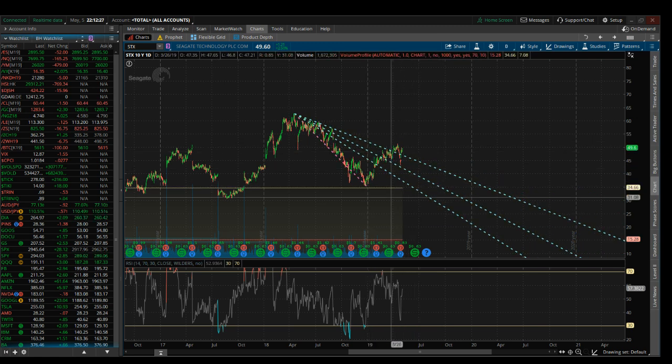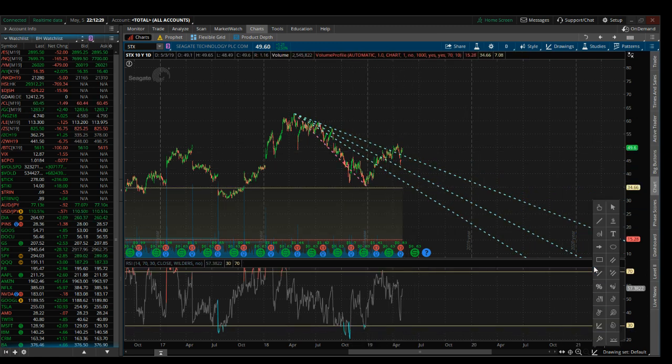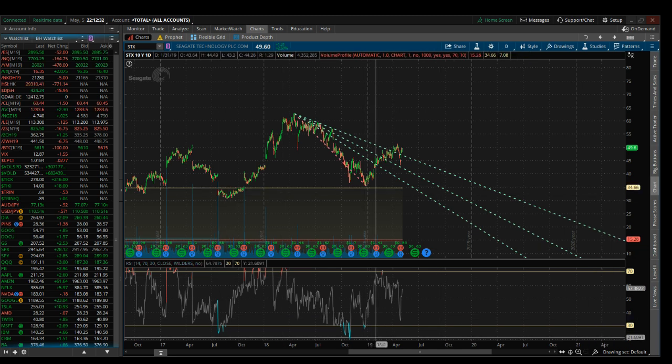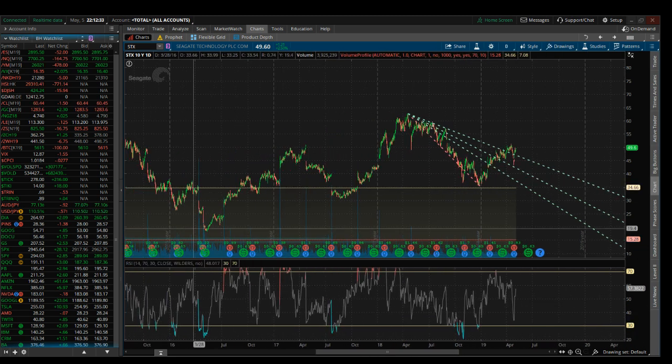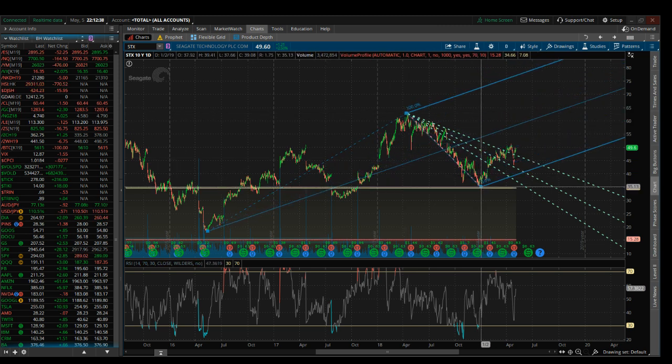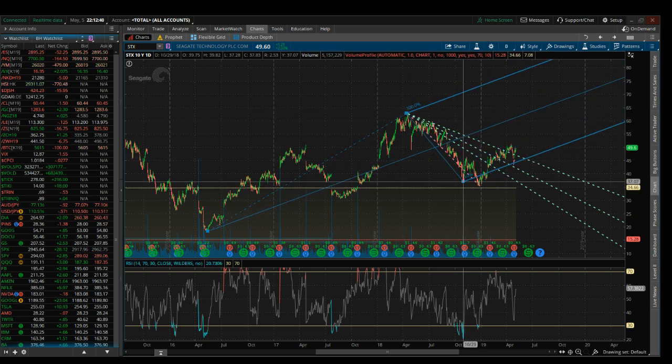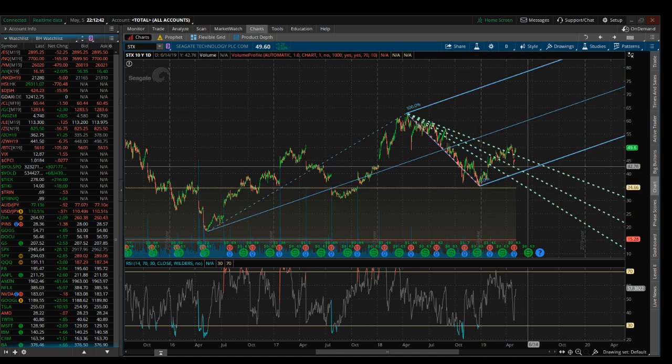So it has got above that, so that is good. And then we'll draw a pitchfork. Let's see if we can get this low here. Could do that, but let's do that. Let's keep an eye on it.